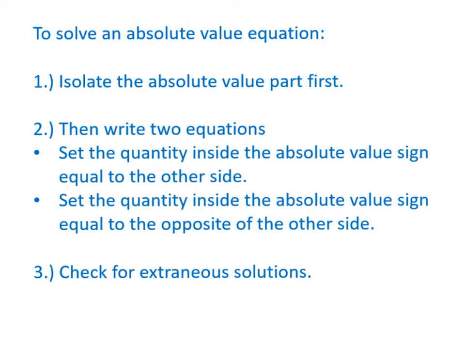The steps to solve an absolute value equation are as follows. First, you're going to isolate the absolute value part. In all the examples you do today, the absolute value will already be isolated for you. Then you're going to set the quantity inside the absolute value sign equal to the other side for one equation. The other equation is going to have the quantity inside the absolute value sign equal to the opposite of the other side. And finally, you're going to check for extraneous solutions, for solutions that don't work.